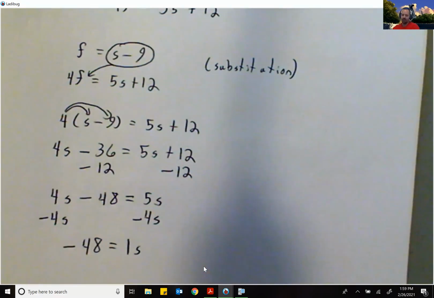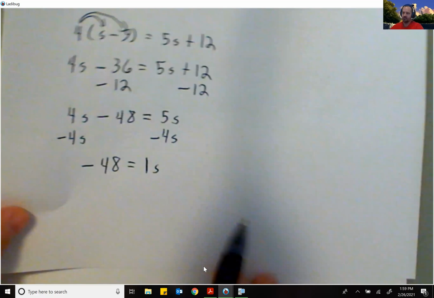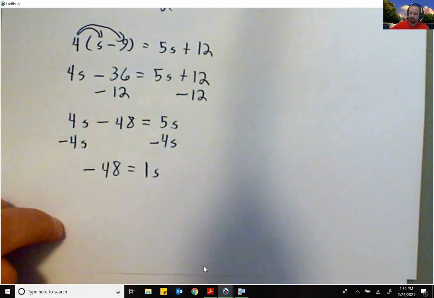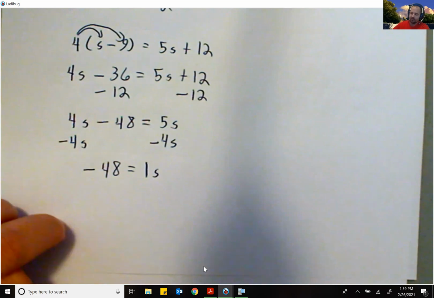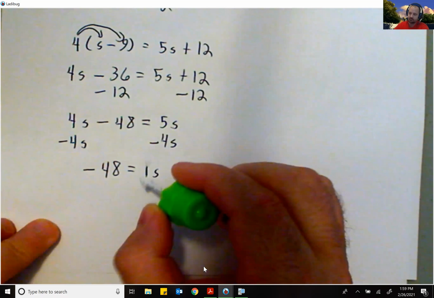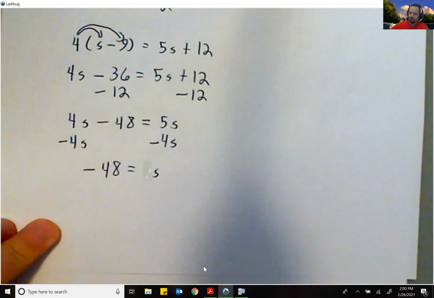If you really want to divide by 1, you can, but you don't have to. In fact, you don't even have to write the 1 if you don't want to, because now you already know what the second number is. The second number was negative 48.